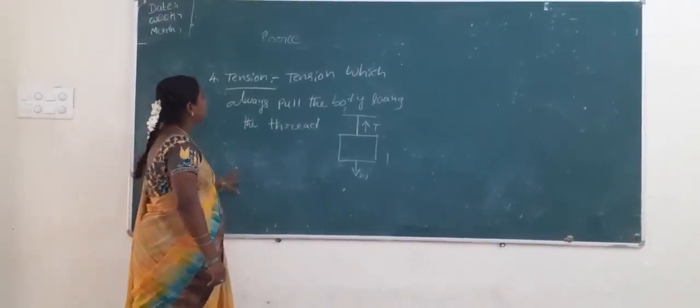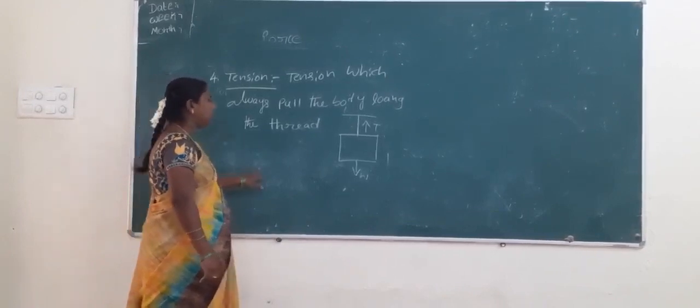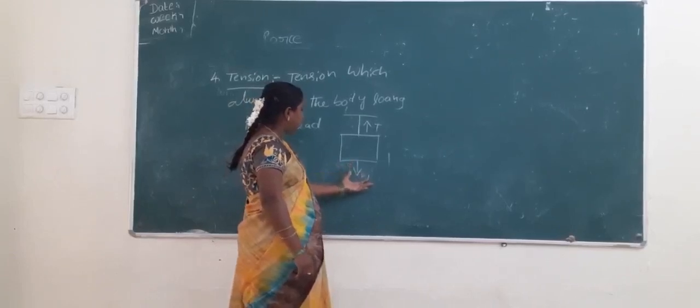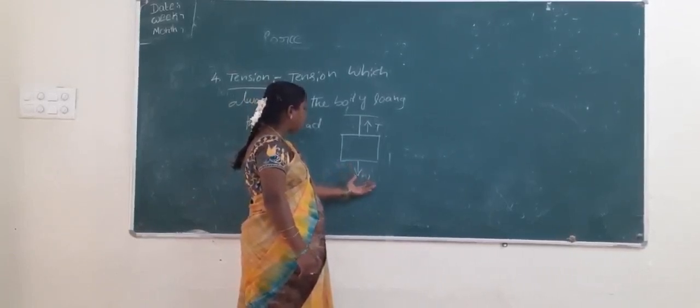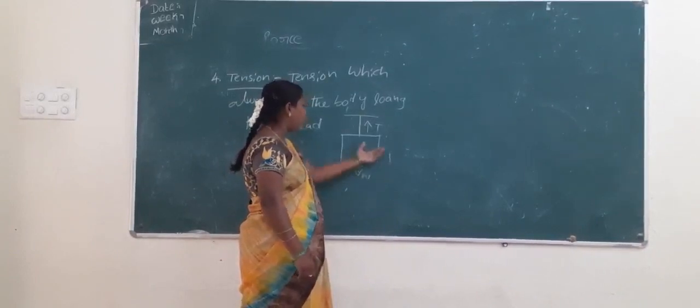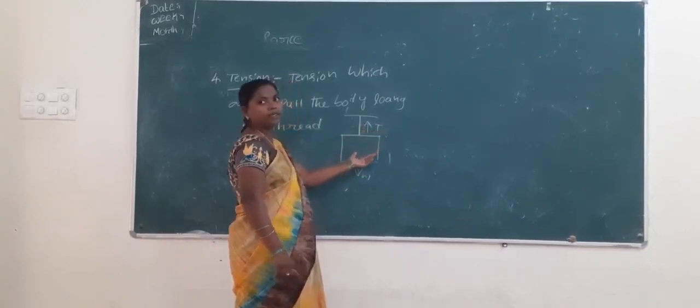Tension always pulls the body along the thread. See the figure. The weight of the body acts in the downward direction, which is called gravitational force. In the upward direction, tension is acting on the body.